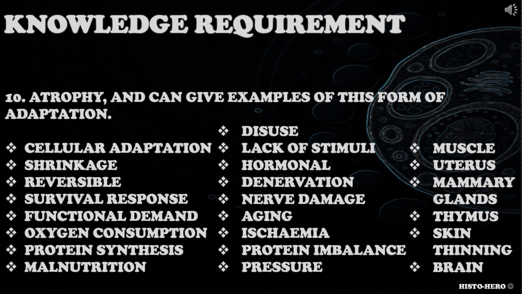Consider cellular adaptation, cell shrinkage, reversible process, survival response to unfavorable environment, reduced functional demand, reduced oxygen consumption, reduced protein synthesis, disuse, lack of stimuli, hormonal atrophy following pregnancy, atrophy due to nerve damage, aging or ischemia, protein imbalance or pressure. Also consider specific examples like muscle atrophy due to disuse, uterus or mammary glands atrophy post-pregnancy, thymus and skin atrophy due to aging, female reproductive organs after menopause, brain senile atrophy.